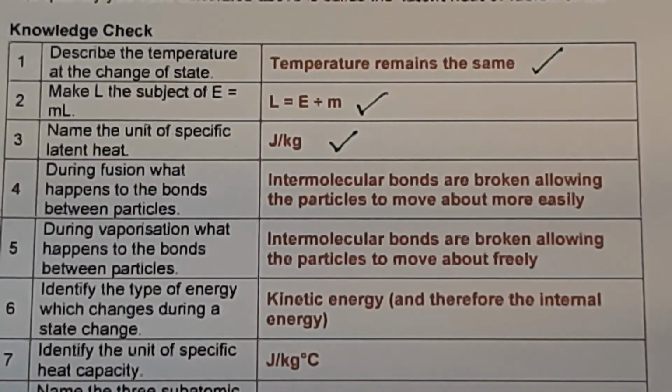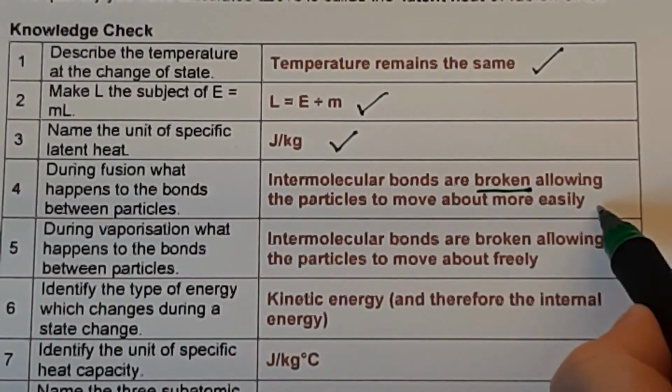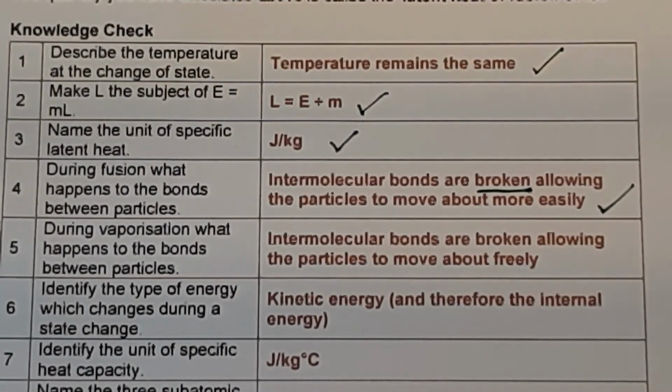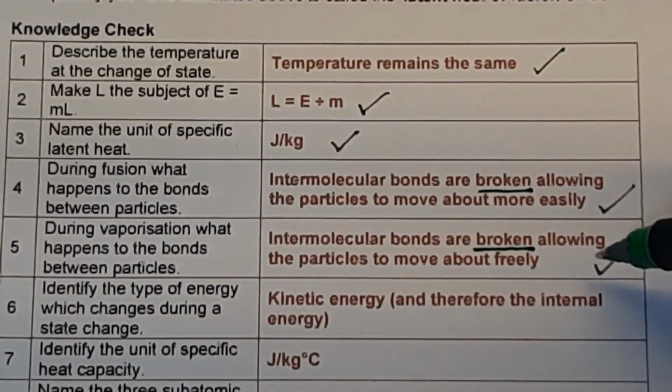Question 4, during fusion, what happens to the bonds between particles? Well, the bonds are broken, which allows the particles to move about more easily, but as long as you said the bonds are broken, that's absolutely fine. Question 5, during vaporization, what happens to the bonds between particles? Well, again, the bonds are broken, allowing the particles to move about more freely. So it's the same thing, they're broken, just all of them are broken at this point, rather than some of them during fusion.